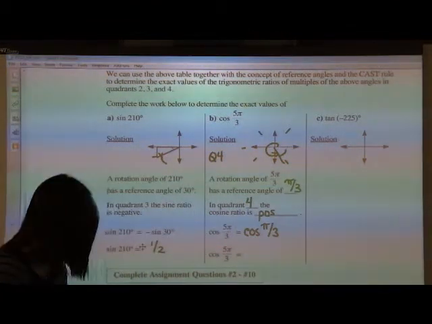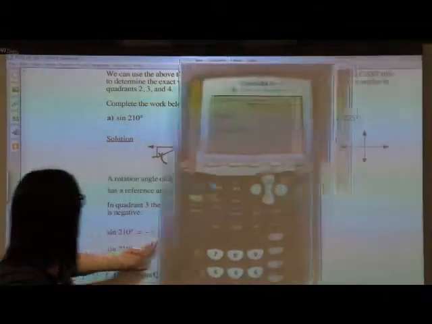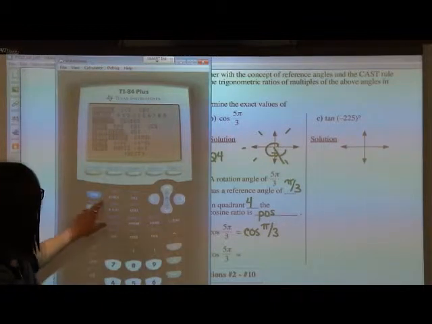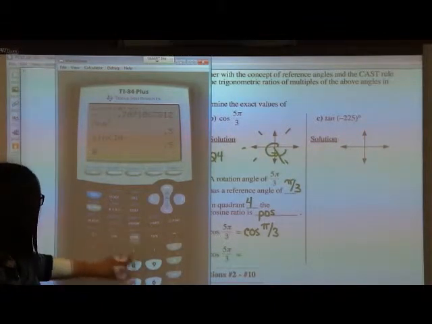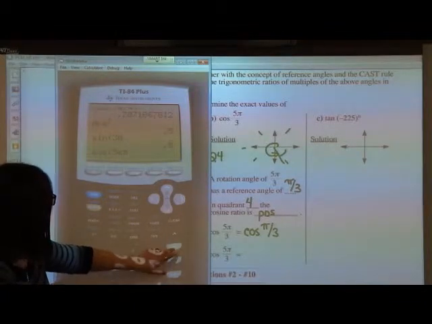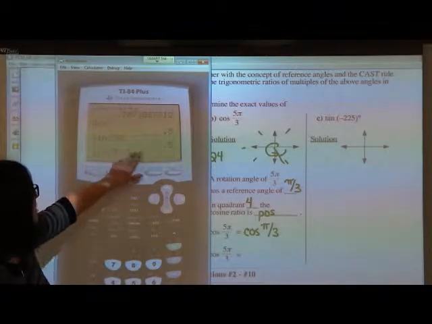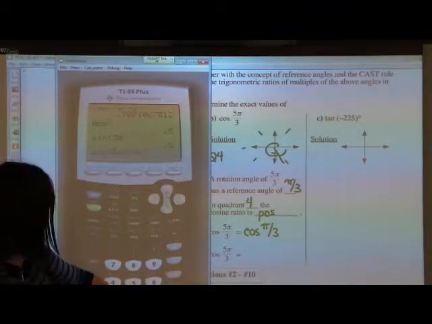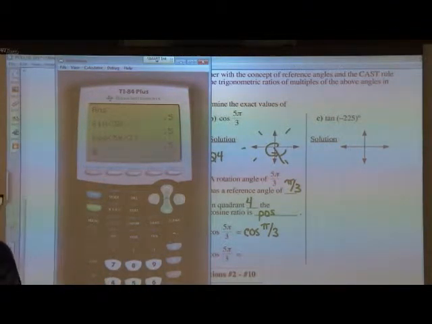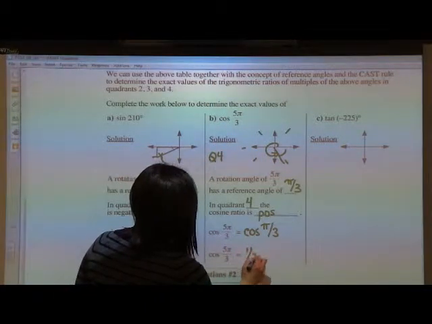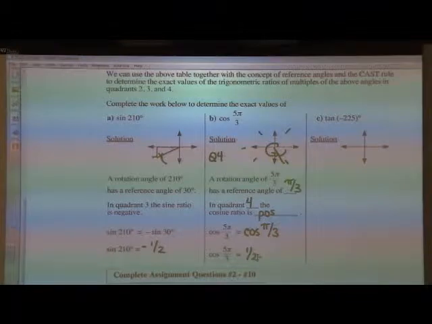So then again, I grab my calculator. This time I'm going to be in radian mode because my angle was given to me in radian mode. Cos 5 pi divided by 3. Make sure this all goes into brackets because that's the measurement of the angle. And I get 0.5 again. So cos 5 pi over 3 is equal to 1/2.